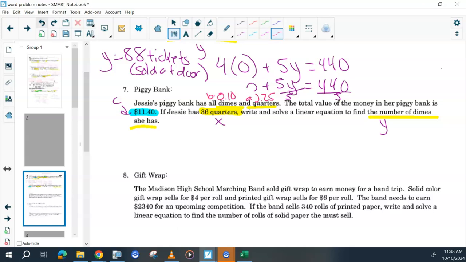So then when I have my A and B, then I can put all that together. 0.10 in dimes. I don't know the number of dimes. Oh, I started with the wrong one, sorry. And then 0.25. And I know the number of quarters. I just switched those. Equals that total. So then we could multiply 0.25 and 36. Figure out what that is.